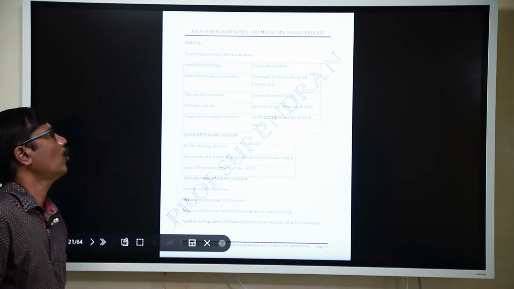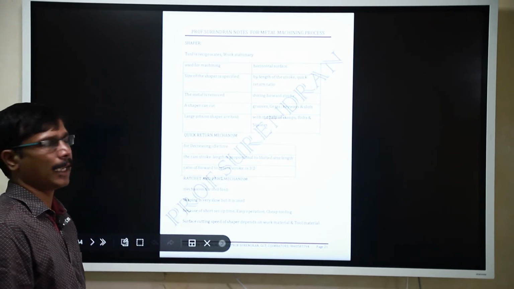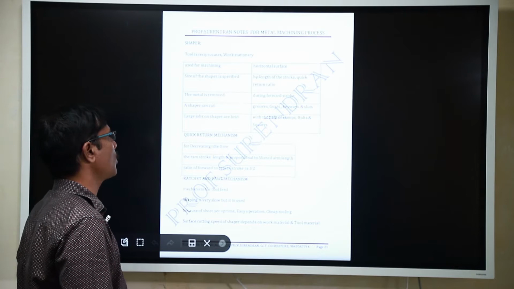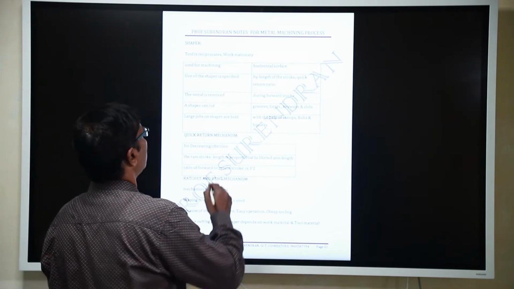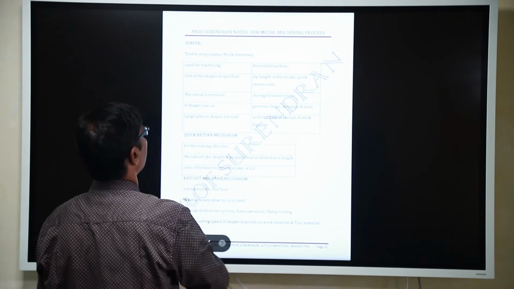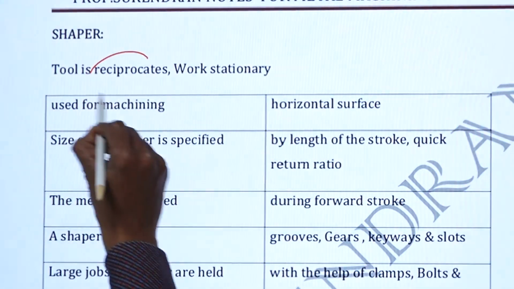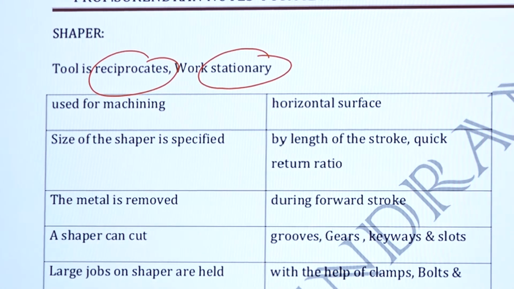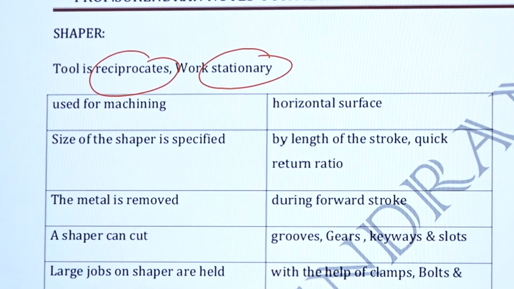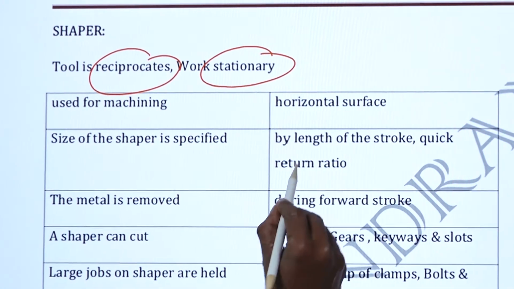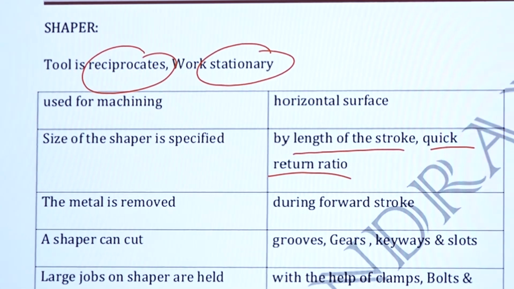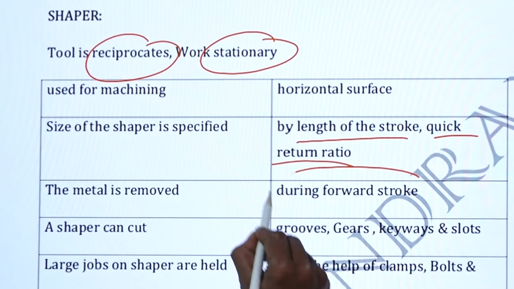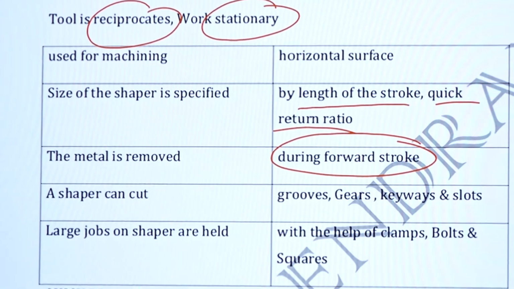Now we are going to move on to the shaper. Shaper is a machine which is used to produce a flat surface or a vertical inclined surface. Here the tool reciprocates and the work is stationary. You can see the tool reciprocate, work stationary. The size of a shaper is specified by the length of the stroke or quick return ratio. The material is removed during the forward stroke. In the return stroke, it comes back without removing material.